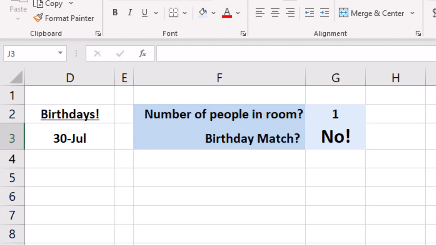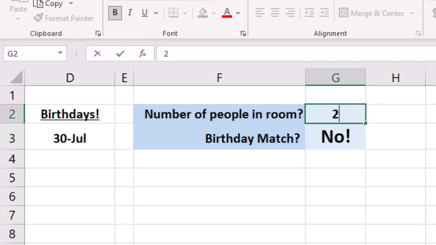If you have one person in a room, which we have right here, whatever their birthday is, clearly they can't match anybody else. So that's the least number of people you can have in a room. It's also an extraordinarily boring probability problem because they can't match anybody. What if we put a second person in the room?